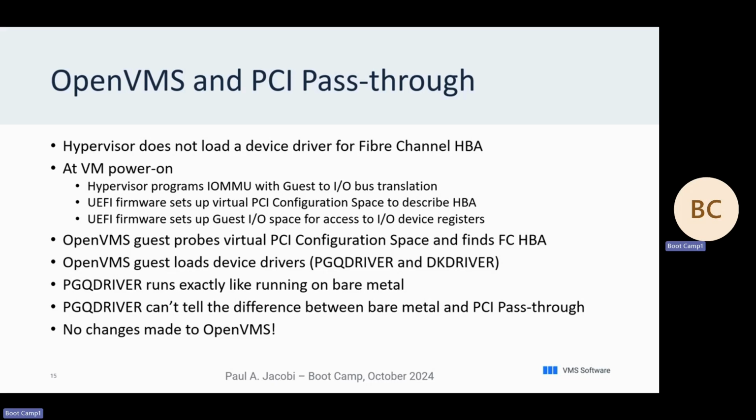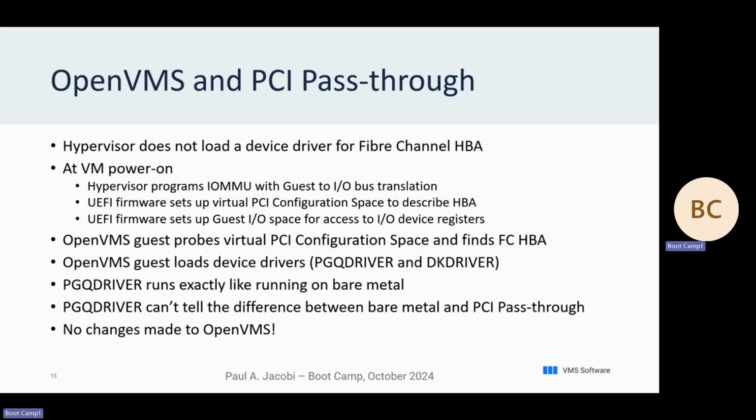And when OpenVMS boots, it probes the PCI configuration space, and if it finds a supported fiber channel host bus adapter that it knows about, it will load PGQ driver as the port and DK driver as the class driver. PGQ driver runs exactly like it's running on bare metal. In fact, PGQ driver can't even tell the difference between running on metal and PCI pass-through. So in fact, no changes were made to VMS to get this to work.